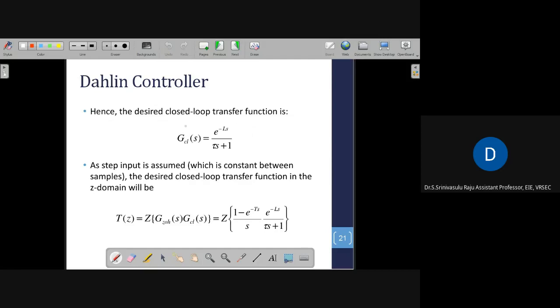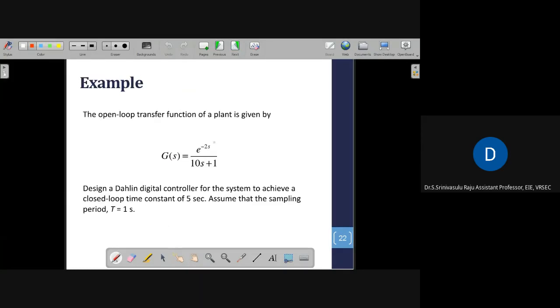So we are having the same closed loop system. We have seen the mathematical model of the Dahlins algorithm. So we are considering there e power minus theta d s divided by tau s plus 1. Here the notation alone is different. They are representing it with e power minus ls. Now I can substitute here and we are going to find the Z transform. The Z transform gives us the pulse transfer function of the system.